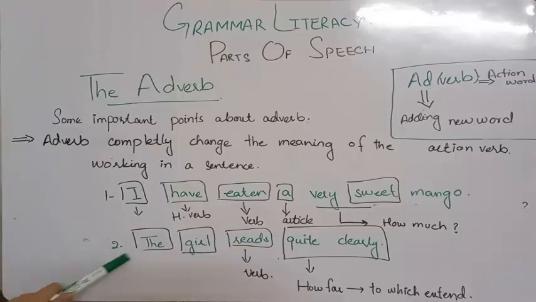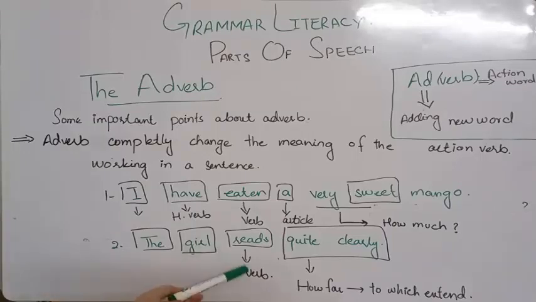The next one is: the girl reads quite clearly. The girl reads clearly. But "the girl reads quite clearly" tells how far, or to which extent. You can say that she can read 100% clearly, very near to the narrator. She has very good narration abilities, or narrative abilities.